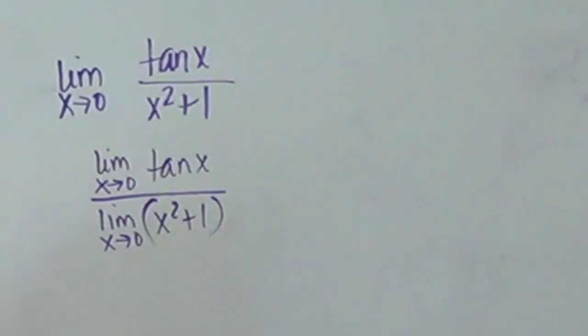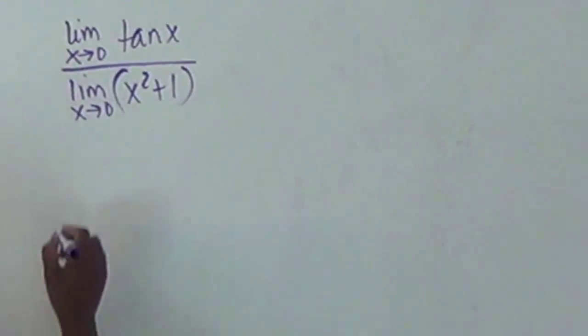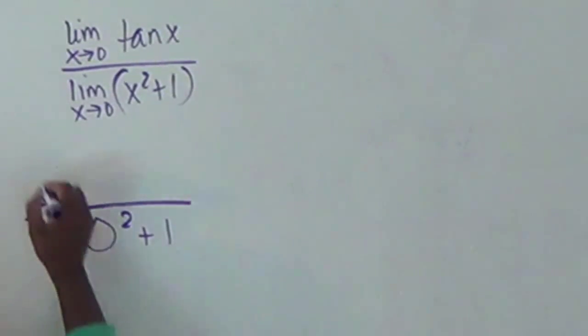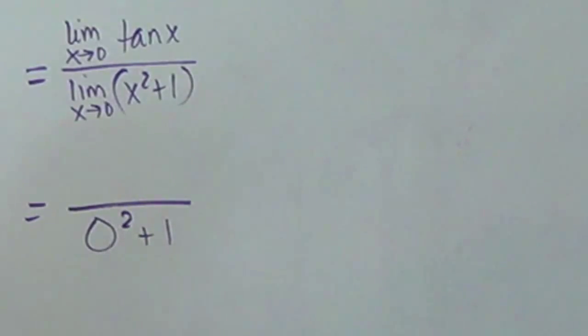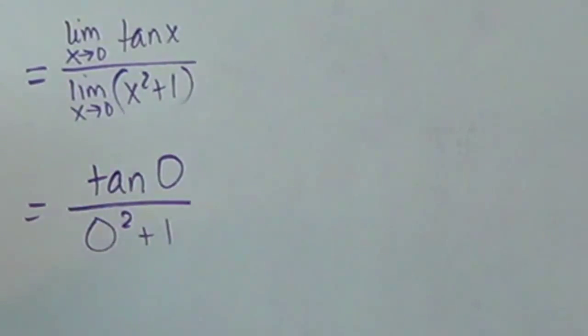And use my properties to evaluate. On the bottom, again, we're back to a polynomial. So I can think 0 squared plus 1. And on the top, again, I can think of that as my f of x. Okay. And then from there, again, we can simplify, and we see that we get a value of 0.